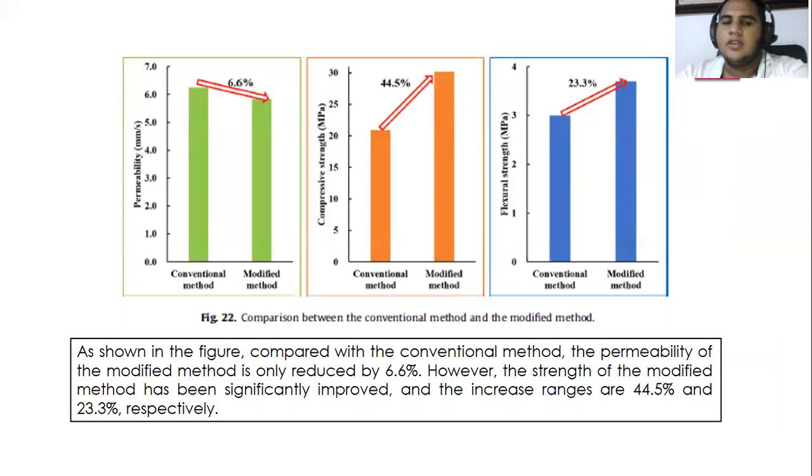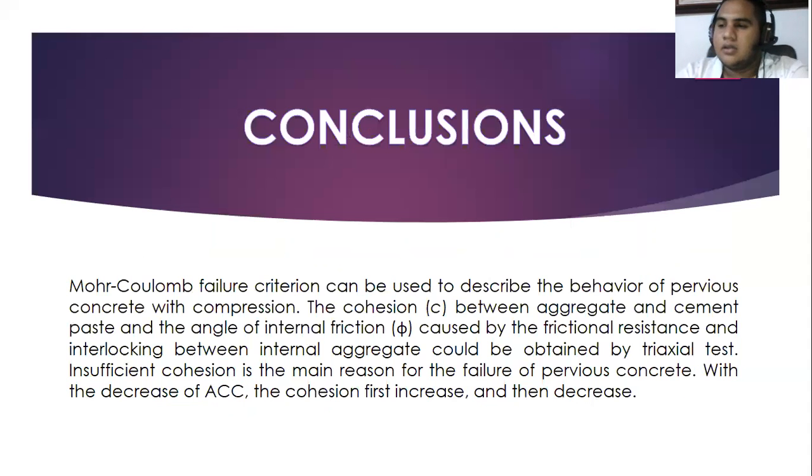As shown in figure 22, compared with the conventional method, the permeability of the modified method is only reduced by 6.6%. However, the strength of the modified method has been significantly improved, and the increased ranges are 44.5% and 23.3% respectively. And the conclusions: the Mohr-Coulomb failure criterion can be used to describe the behavior of pervious concrete in compression. Insufficient cohesion is the main reason for the failure of pervious concrete.